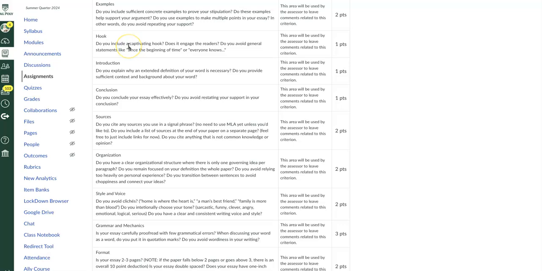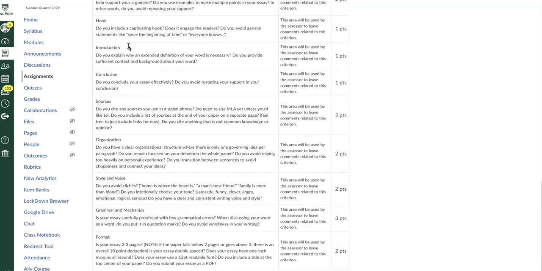Hook. So arguably the hook is the most important part of a paper. That first sentence should be captivating. You should avoid general statements like since the beginning of time or everyone knows. It should be interesting, and it should have a nice clear voice and style. So again, your goal is to hook people's interest in that initial sentence of your essay.